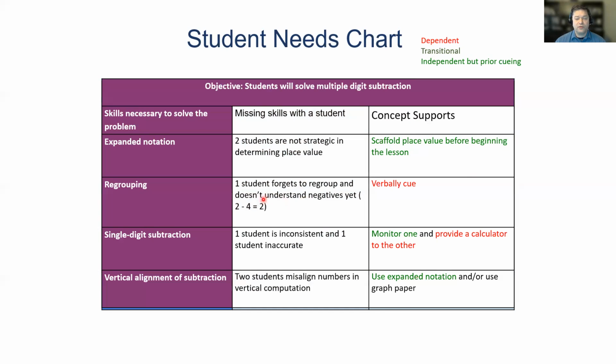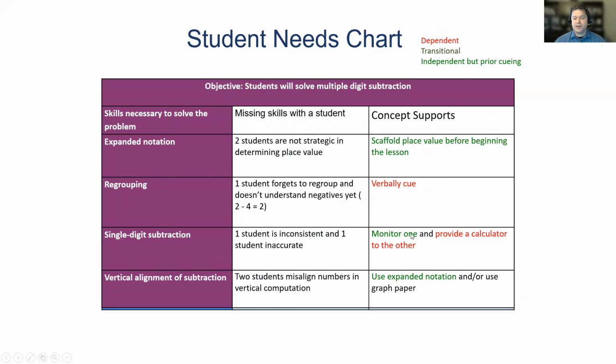For the regrouping, the one student who is inconsistent here, that's a pretty big deficit for this student still. So he's going to verbally cue him, right? You have 2 and you're taking 4 away. You don't know how to do that yet. So what are we going to do? So he wants to verbally cue. The student will still be dependent on him, but he needs to support the student.